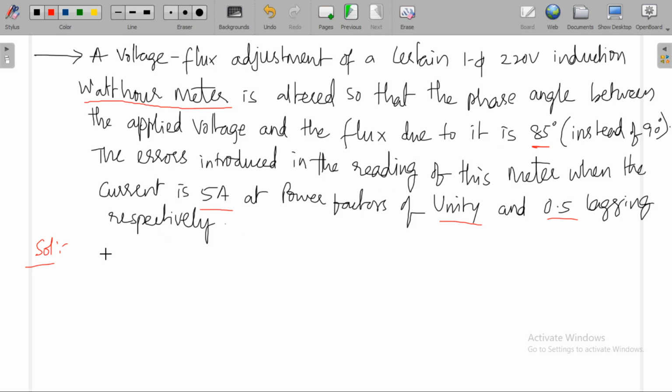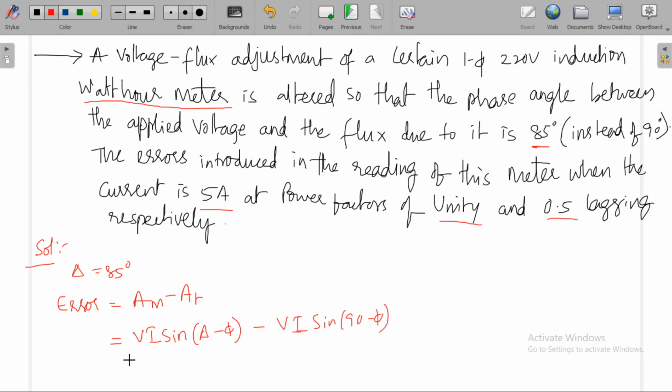Here delta is equal to 85 degrees instead of 90 degrees. You know error is equal to measured value minus true value. For the measured value, driving torque is directly proportional to VI sin beta, which is VI sin of delta minus phi. What is true power? VI cos phi, or VI sin of 90 minus phi.